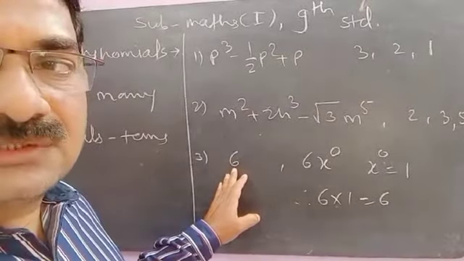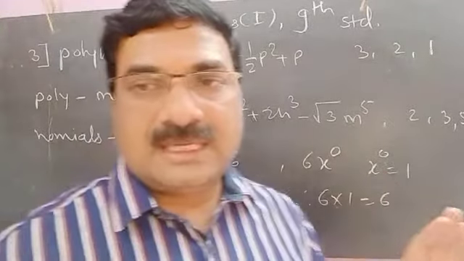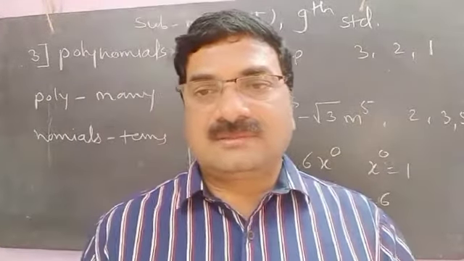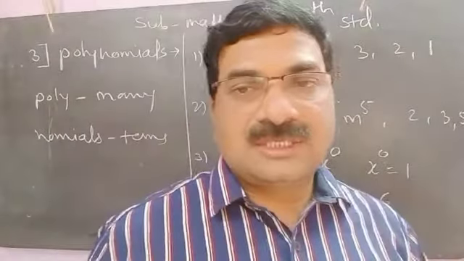Third example, it is a constant term. The power of that variable is 0, and we know that a variable having degree 0 has the value 1. Therefore, it is a constant term. It is also an expression.